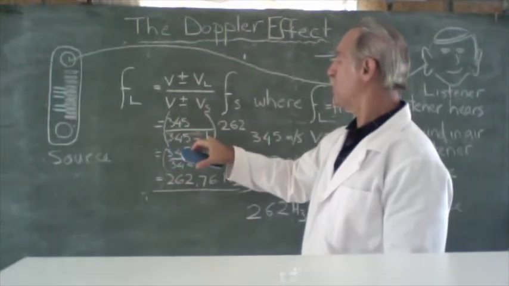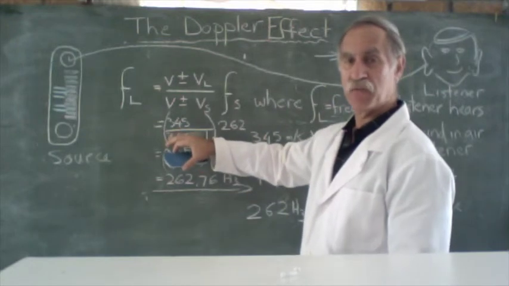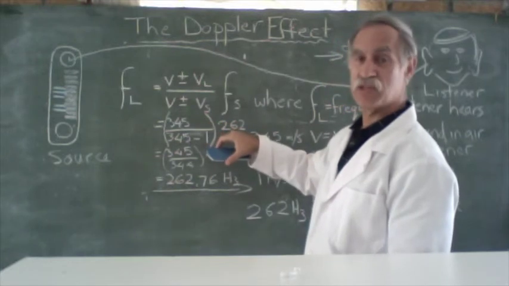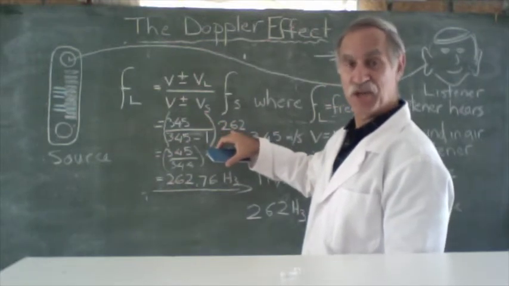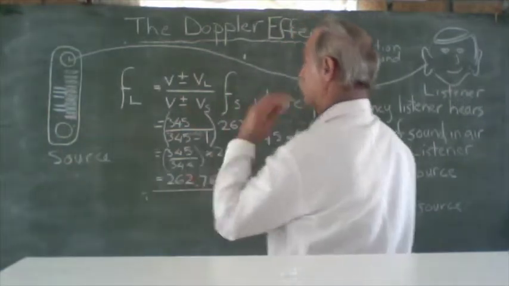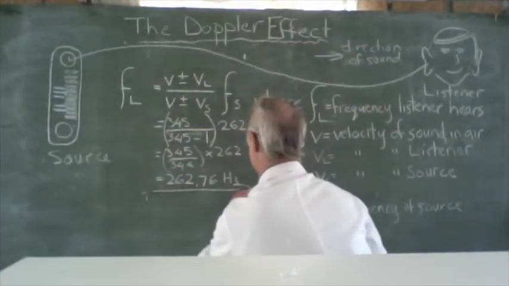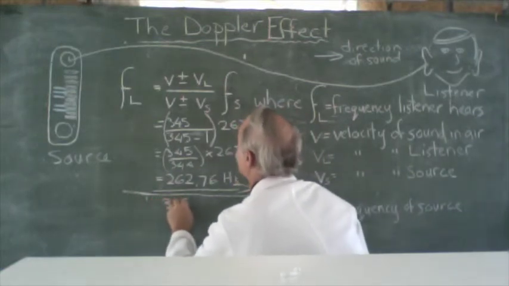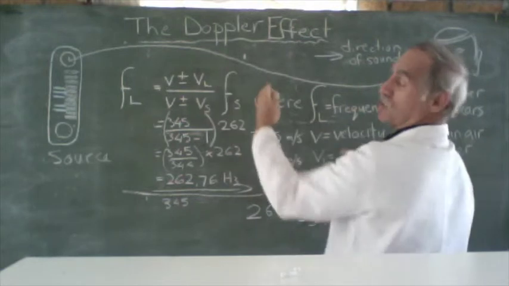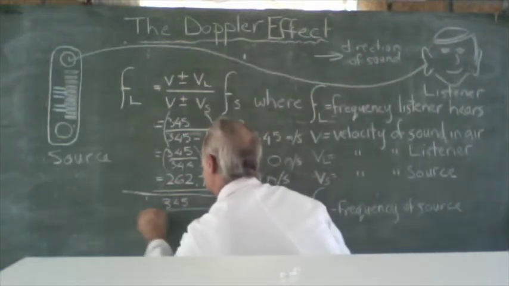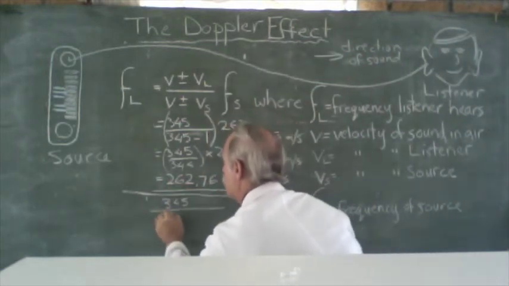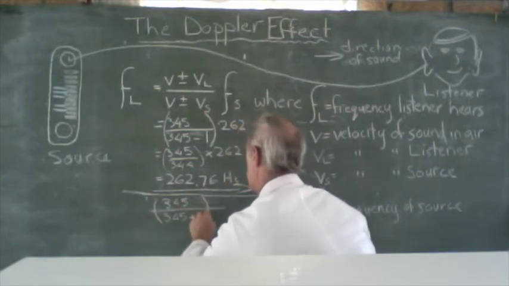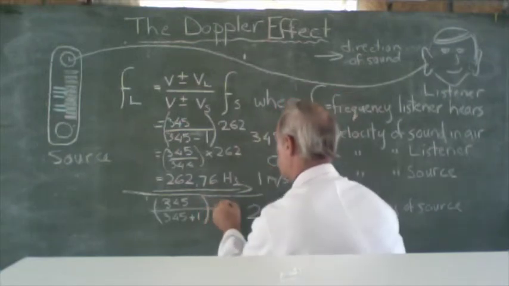Let's do the same thing, but when the source is moving away, then we're going to have plus 1 at the bottom. We're going to make our denominator larger, and therefore this fraction is going to be smaller than 1, times 262, and that's going to lower the frequency. So let's work it out. When the source is moving away, again, it's going to be 345 plus or minus 0, the listener is still 0, over 345 plus 1, times 262.